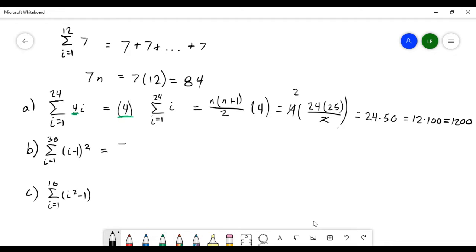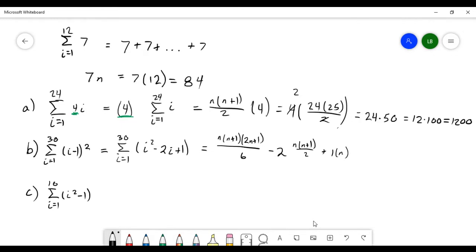So with this summation, we can rewrite it as the sum from I equals 1 to 30 of, if we multiply this I minus 1 squared out, I squared minus 2I plus 1. Then I squared is also a form, so we would get n times n plus 1 times 2n plus 1 divided by 6, minus 2 times n plus 1 divided by 2, and then plus 1 times n, like that.